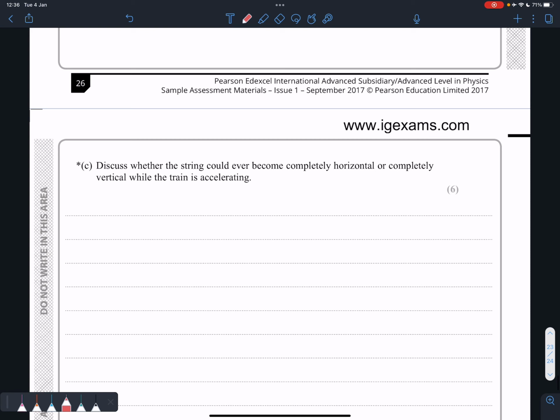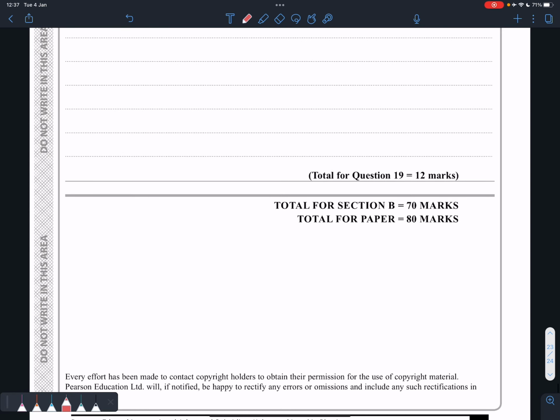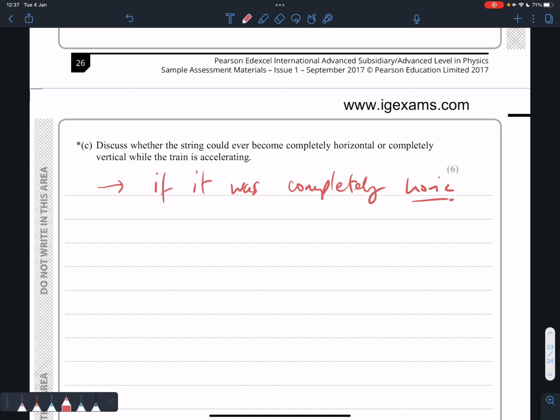Oh, discuss whether the string could ever become completely horizontal or completely vertical while the train is accelerating. That's 6 marks. Wow. So the sort of things you've got to think about is, if it was completely horizontal, what would that mean? Similarly, let's say it was completely vertical, what would that mean? We assume that it won't be able to, because that's why we're asking the question, but I want you to work out the physics for that. And that's enough.